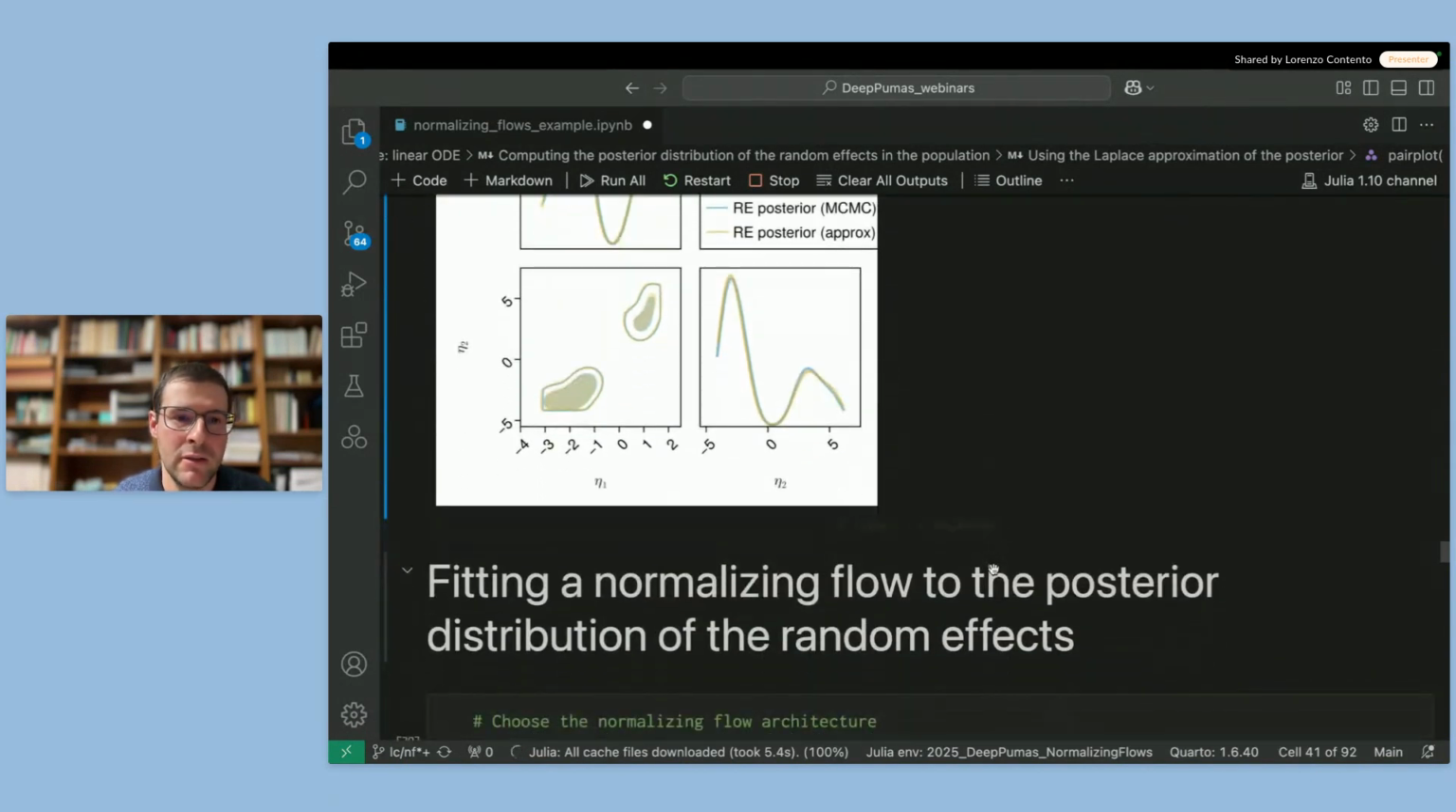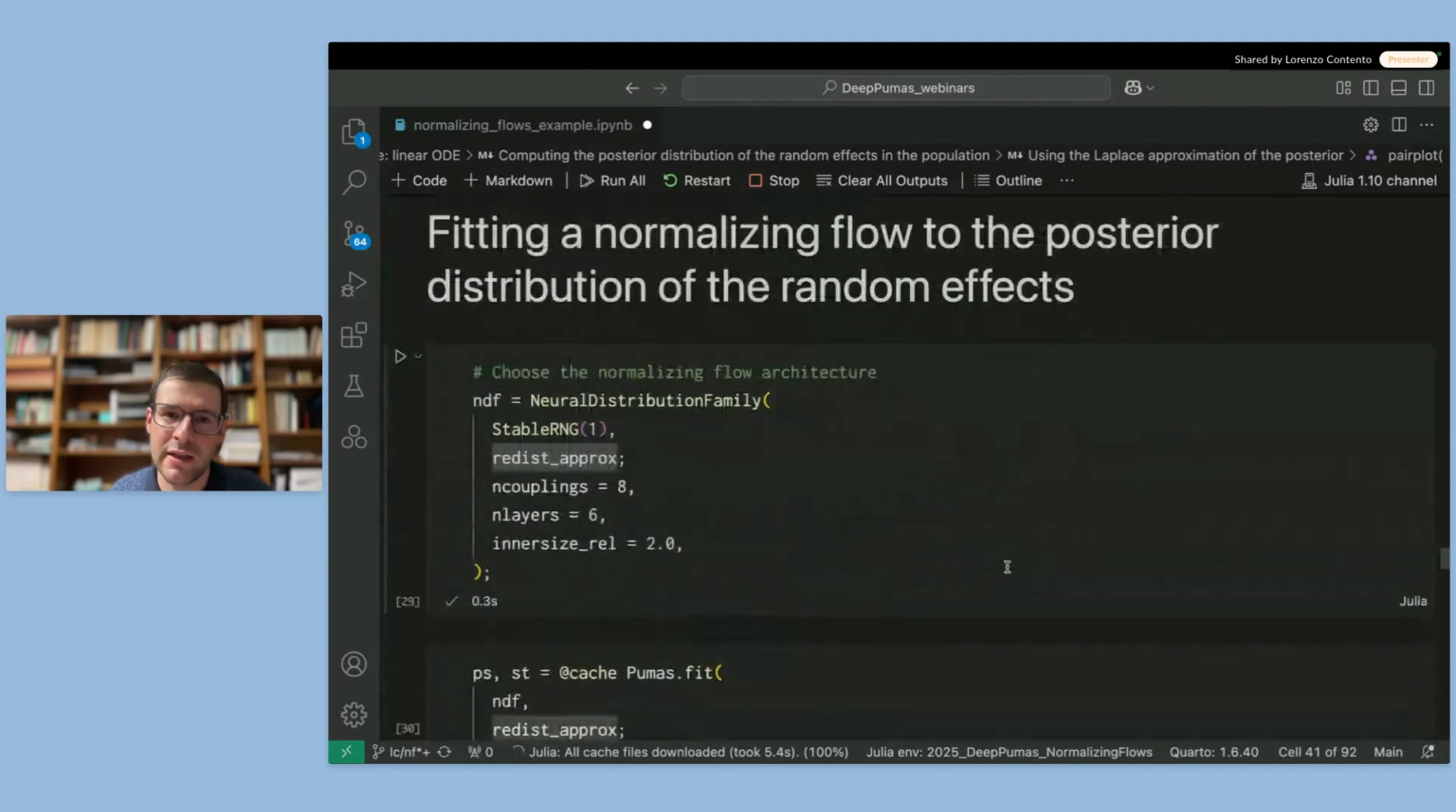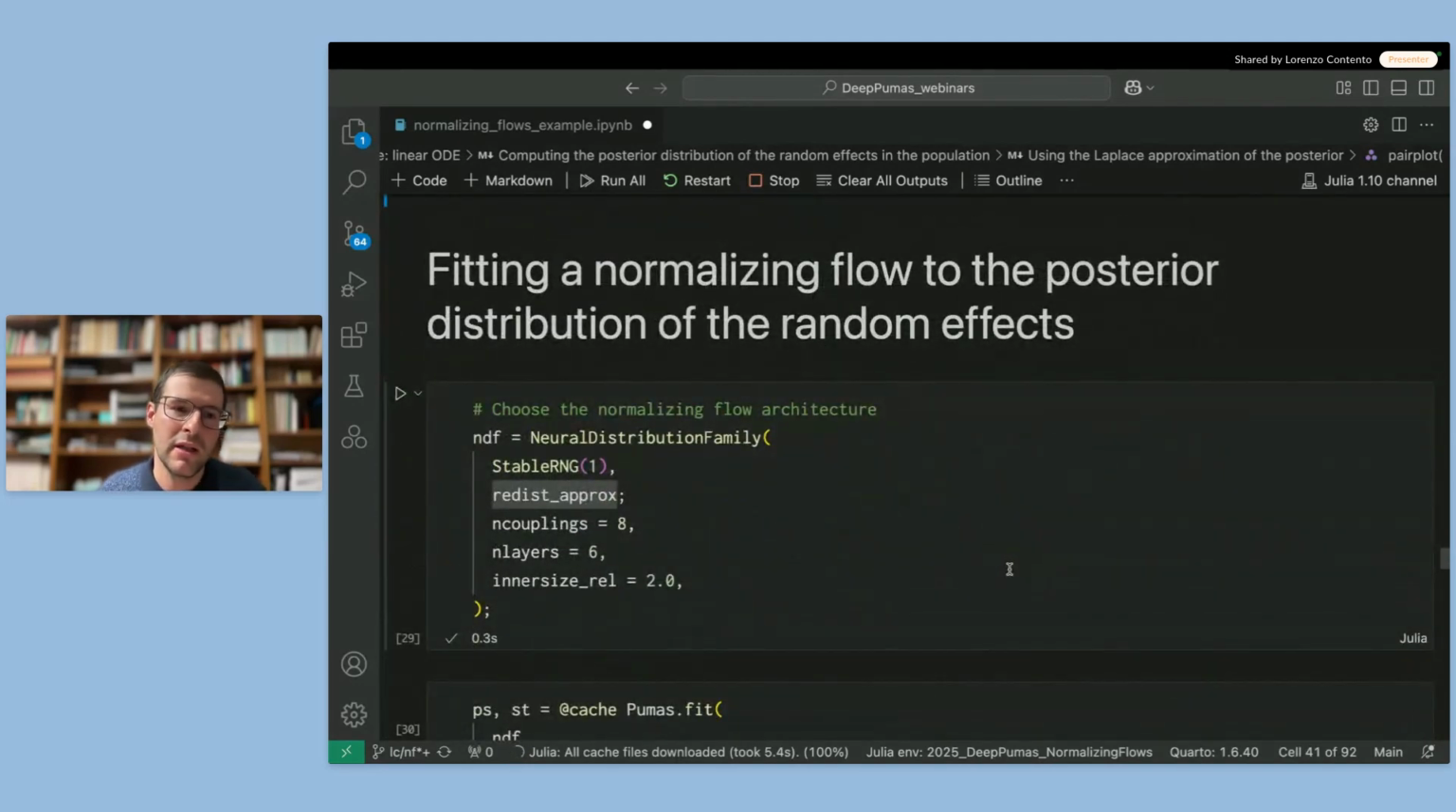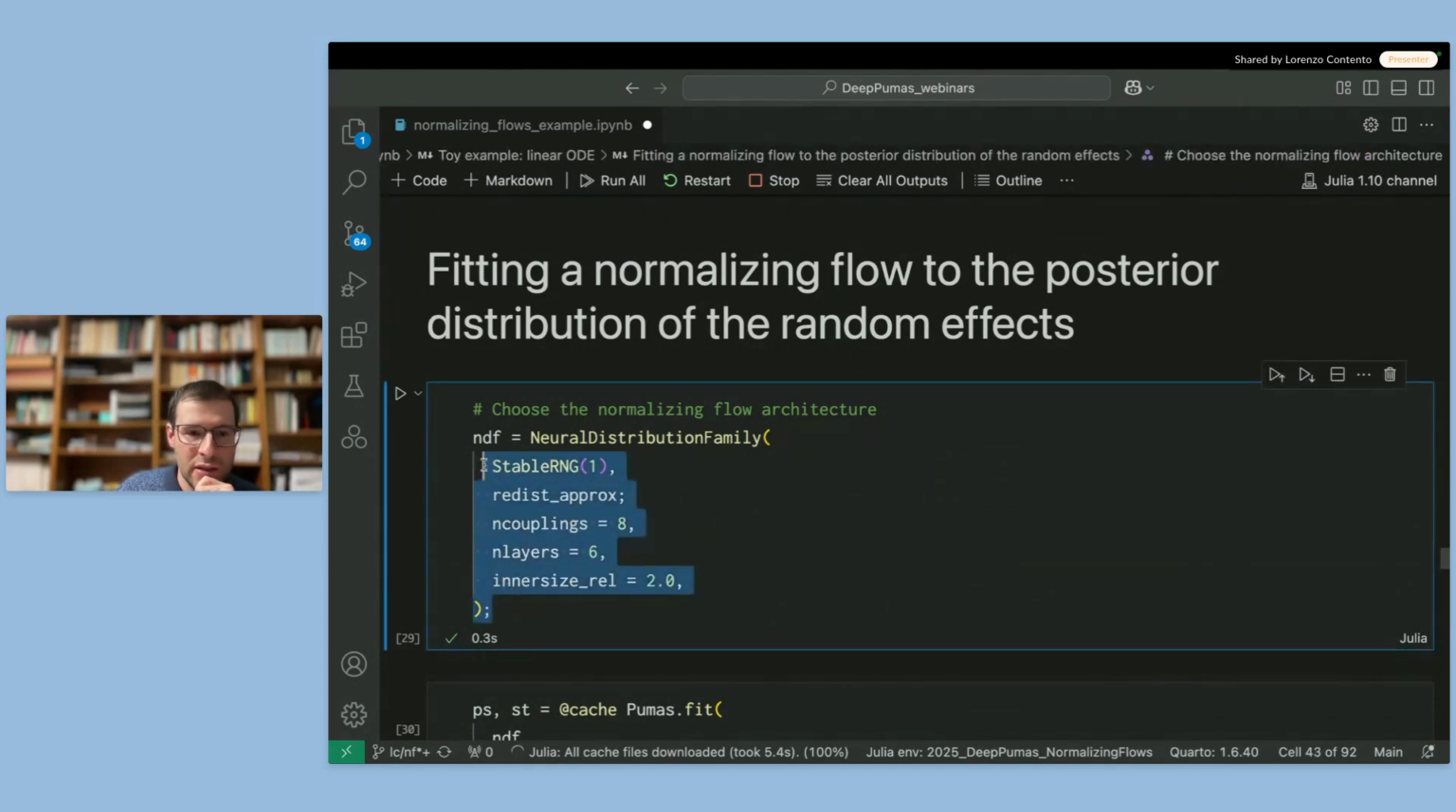Okay, we have a posterior now. We have checked that it is actually a good approximation to the ground truth, and so we now just need to fit a normalizing flow to it. We essentially do this in two steps. First, we need to define the architecture of the normalizing flow. Essentially, this defines how complex the normalizing flow is.